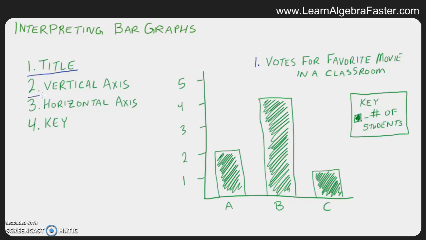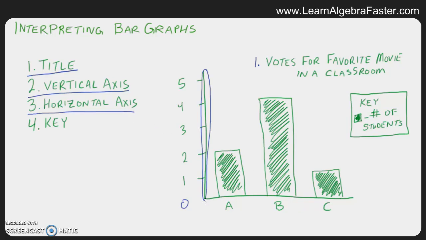Second, we look for the vertical axis. The vertical axis means it's going up and down. So it's this axis right here. And what this shows us is how many we are counting. As you can tell, we start all the way at 0 and we count up to 5. So the maximum of votes that we can count on this bar graph is 5, and the minimum is 0. And for any bar graph, this vertical axis is going to be the number or quantity of things that you're counting.